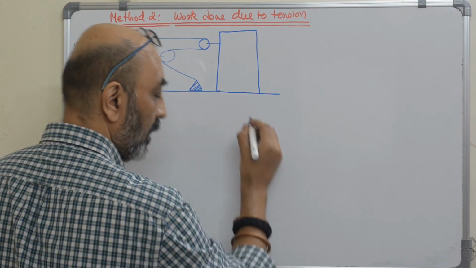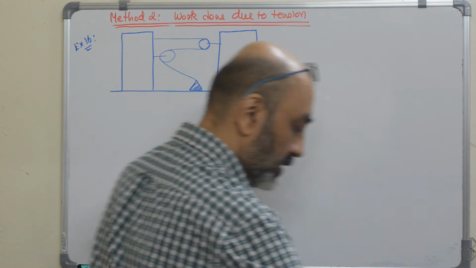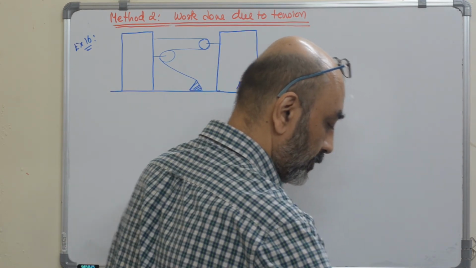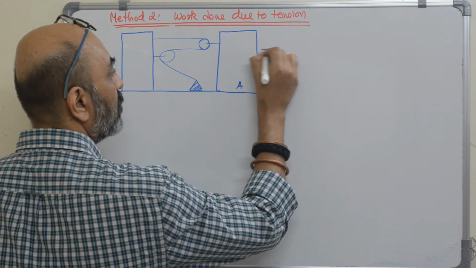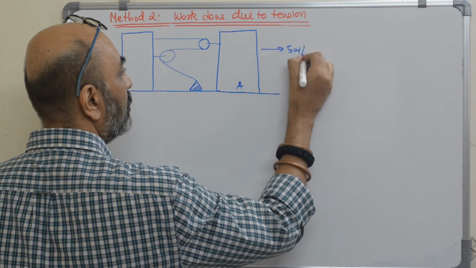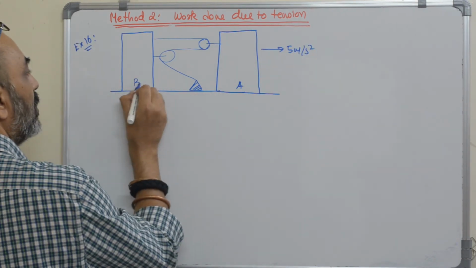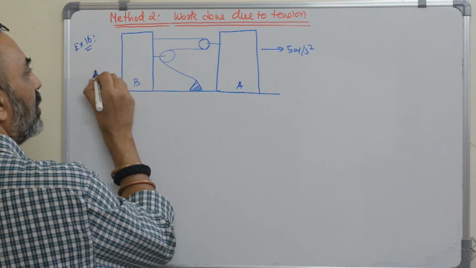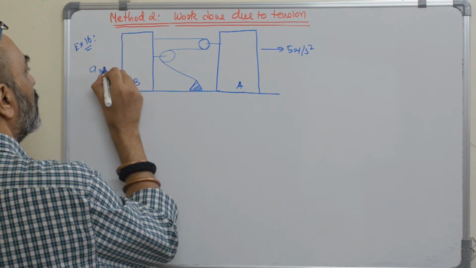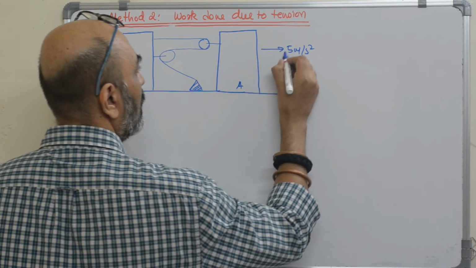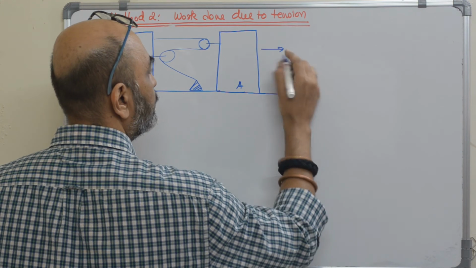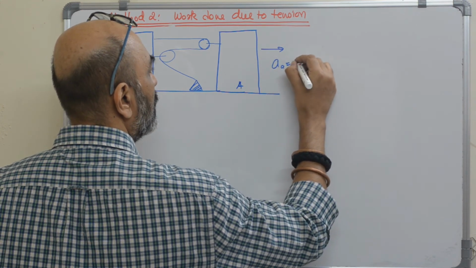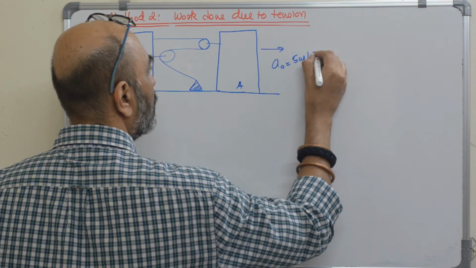Okay, this is A, it is moving, it has got an acceleration over here of 5 meter per second squared. This is B, so what is the acceleration of B, you have to find, AB, and this is AA. AA is 5 meter per second squared.